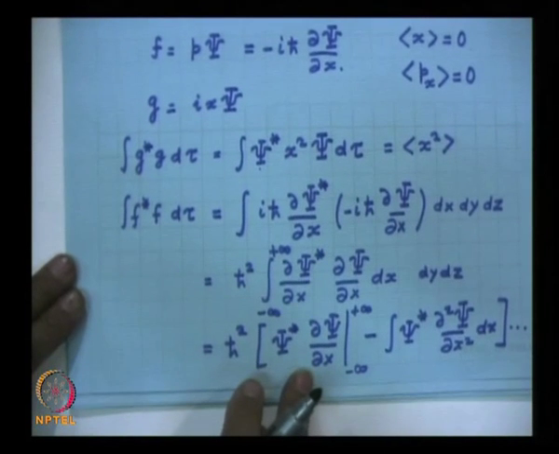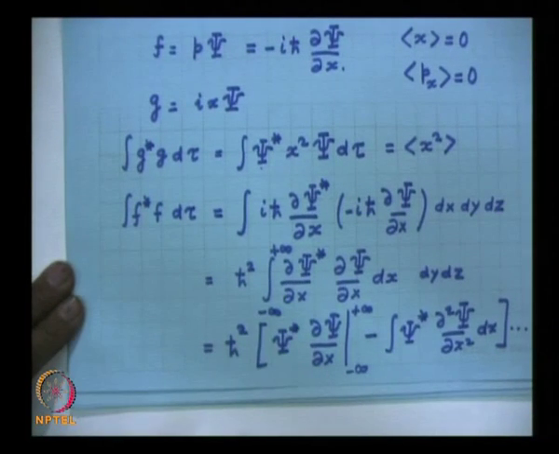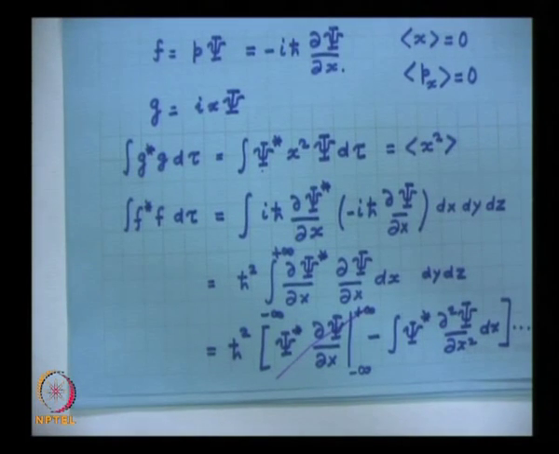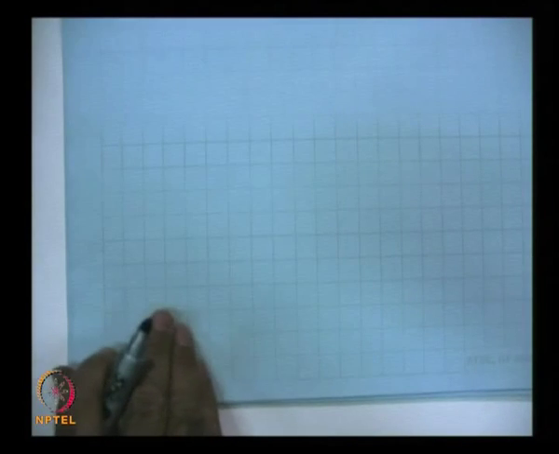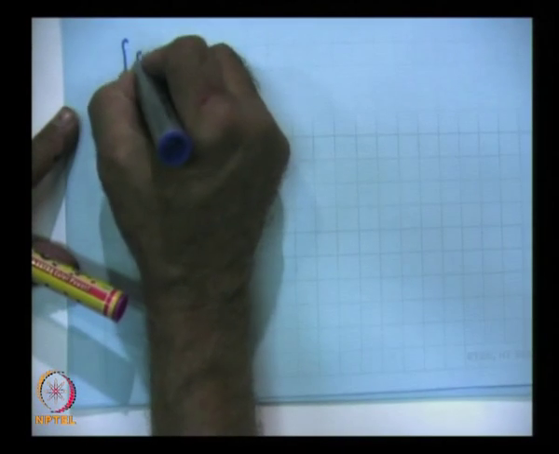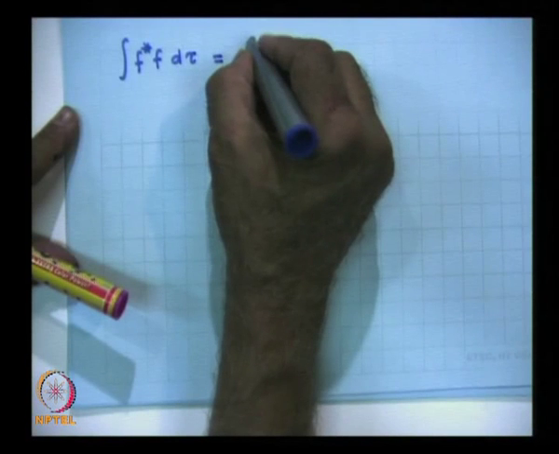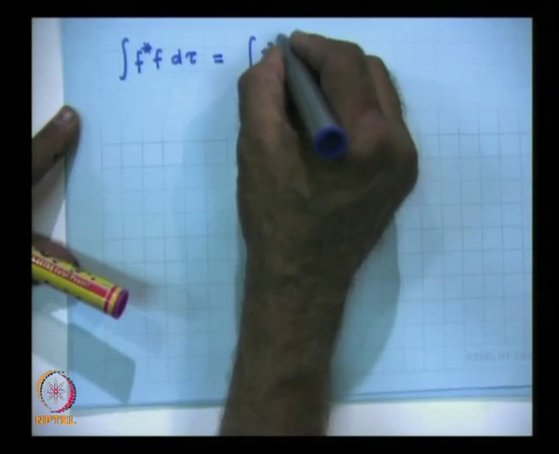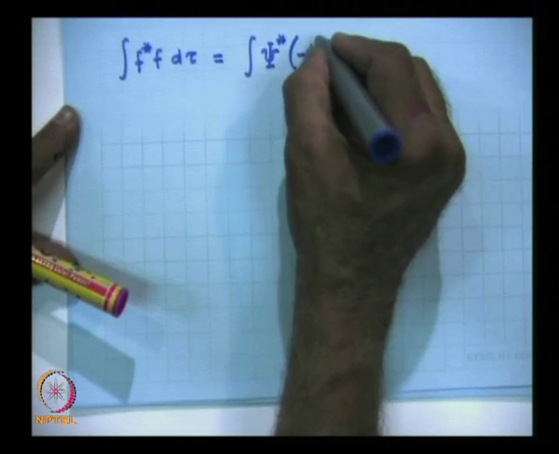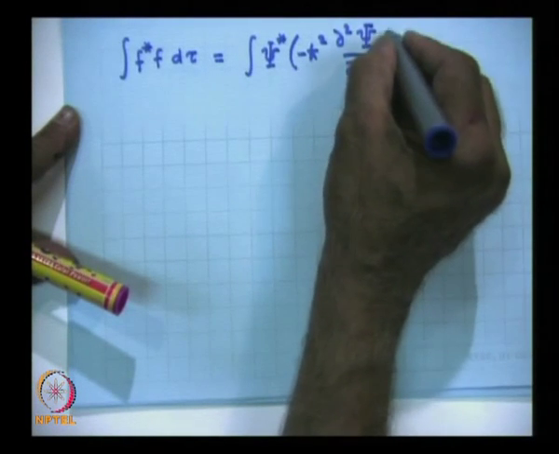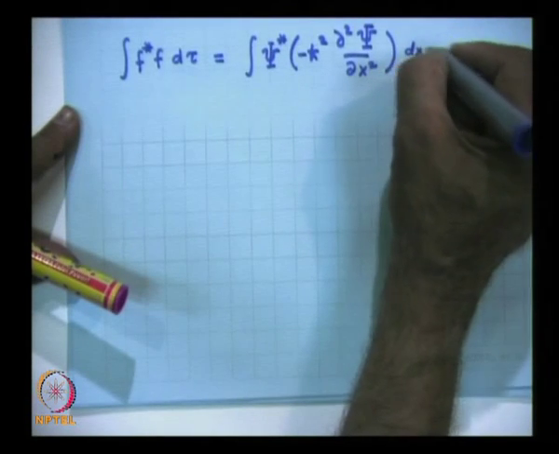Now, for a localized wave packet, for a particle which is localized in a small region of space, the wave function has to vanish at infinity. So, this term vanishes at the upper and the lower limit, and I obtain only this. So, I finally obtain integral f star f d tau is equal to integral psi star minus h cross square, I take this inside, delta 2 psi by delta x square dx, similarly dy and dz.